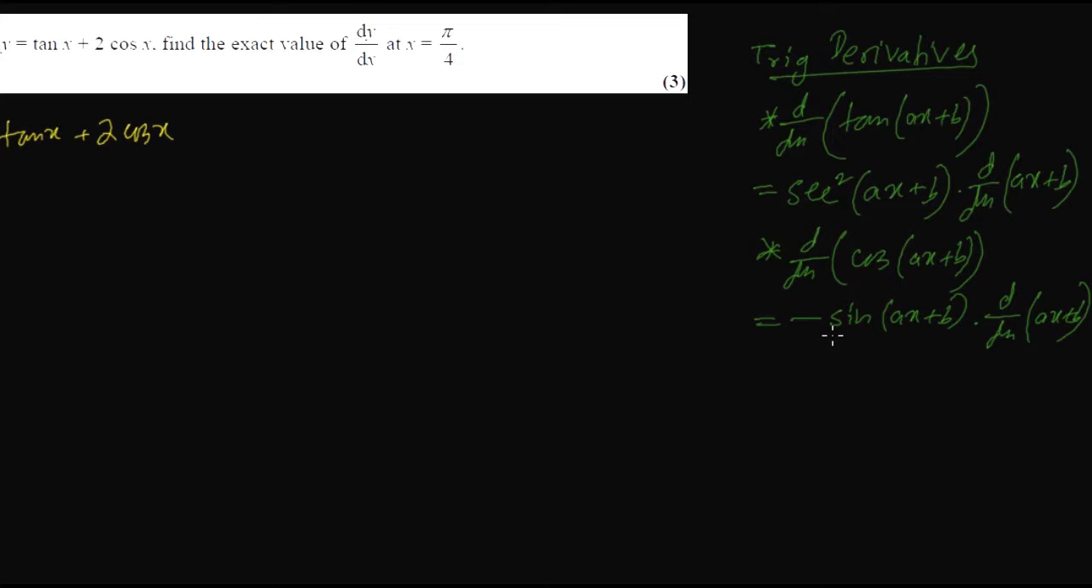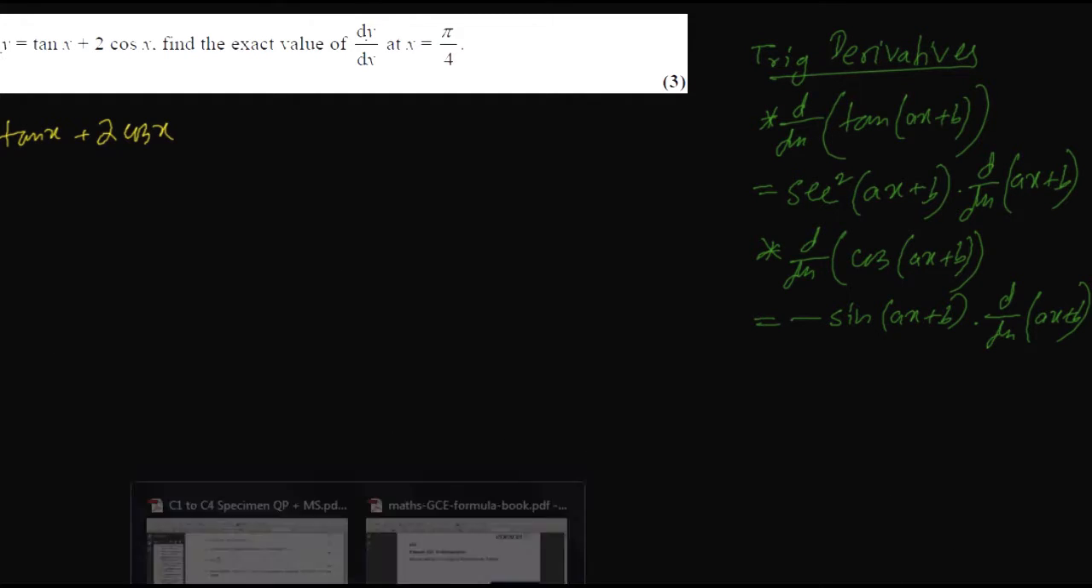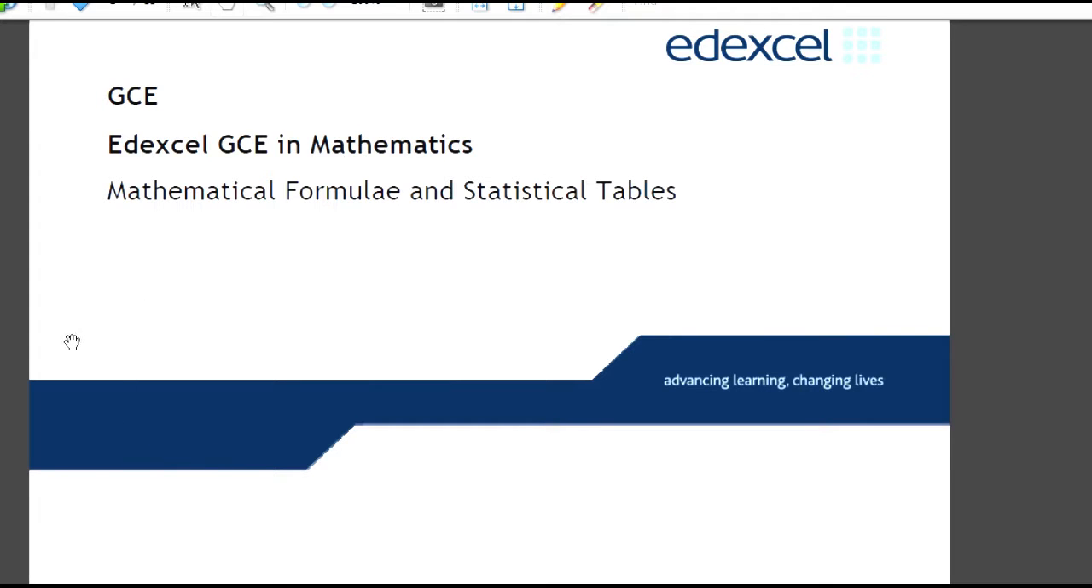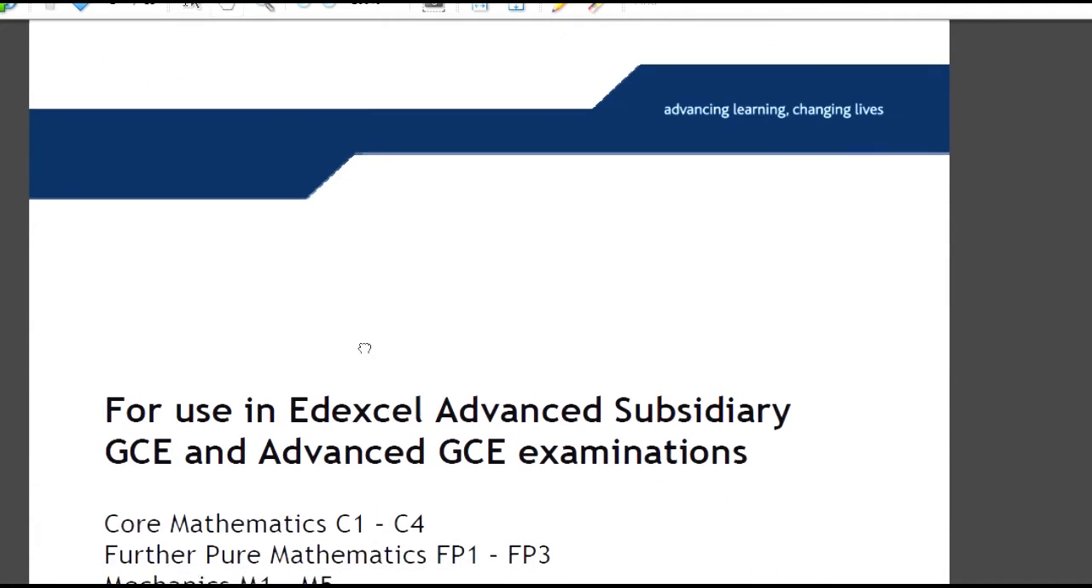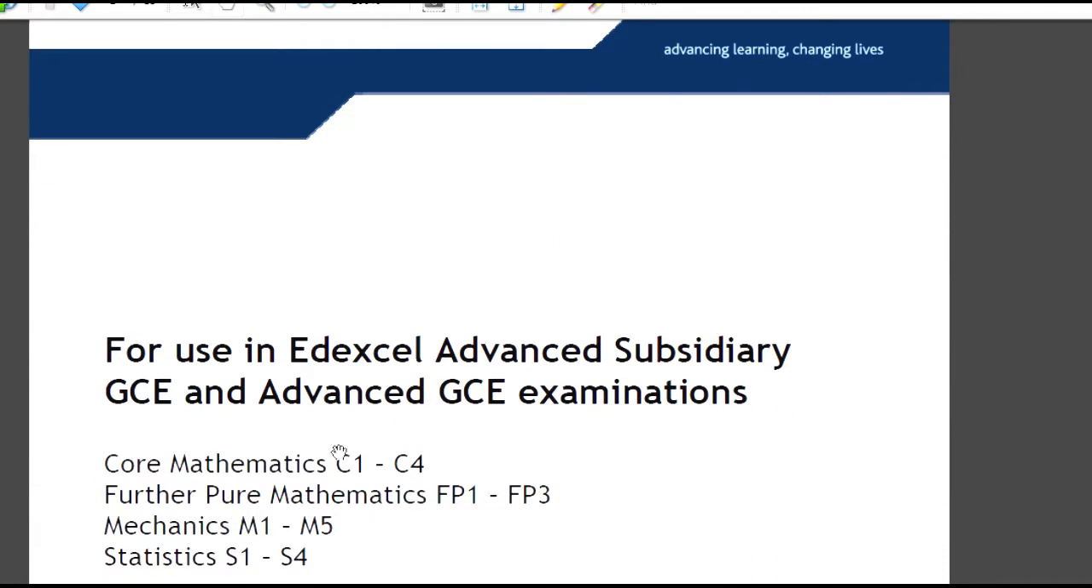Now there is a question all the time: what formula will be given in the formula booklet? There will be a formula booklet given to you in the exam hall. So let's take a look at the formula booklet. This will be given in every exam, and the formula booklet covers C1 to C4, FP1 to FP3, M1 to M5, S1 to S4, but really you don't have that many formulas. Let's go to the menu.